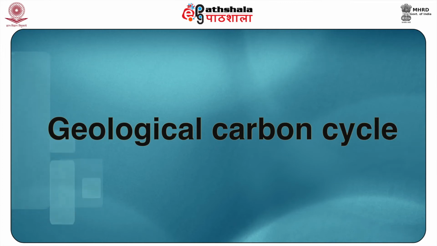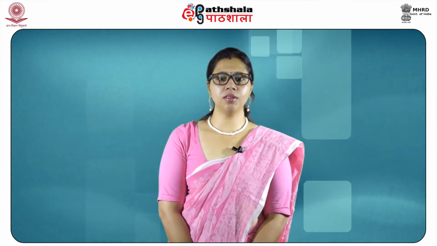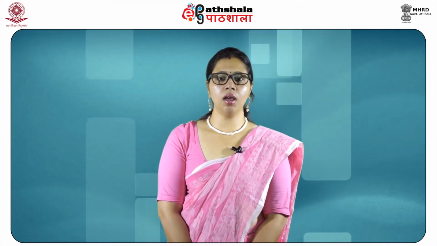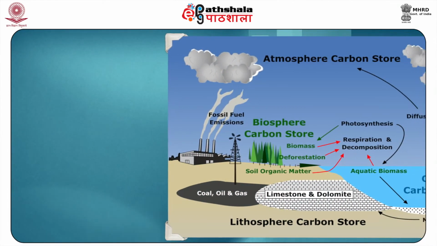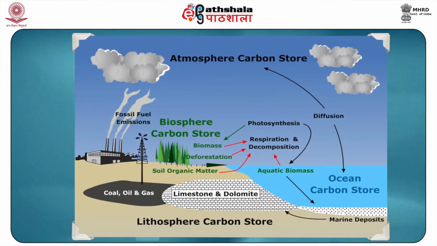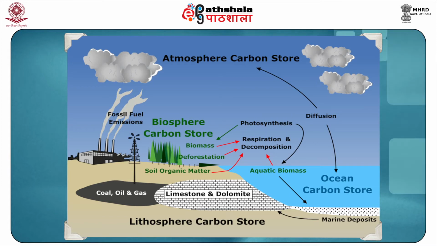Geological carbon cycle. The cycling of carbon through the geosphere, that is through land, is slower than other parts of the global carbon cycle. Yet, it plays an essential role in determining the concentration of carbon in the atmosphere as well as global temperature. Most of the carbon on Earth is stored in inert forms in the lithosphere. 80% of this carbon is present in limestone and its derivatives.